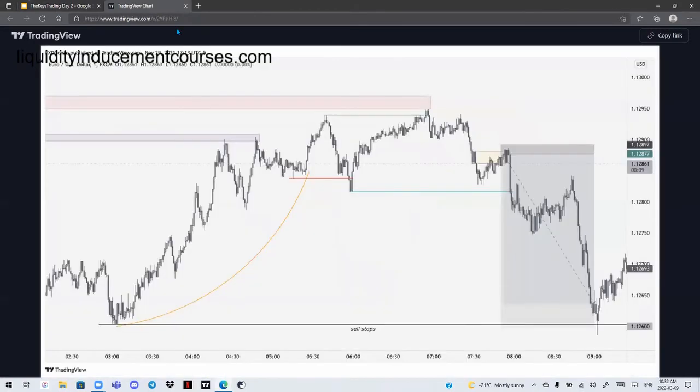So this is the 1 minute for the previous one that we just looked at. So this is the structural low, and it's confirmed as a structural low. Why? Because we broke out of this area.